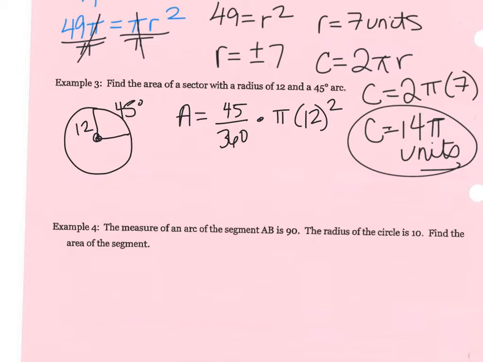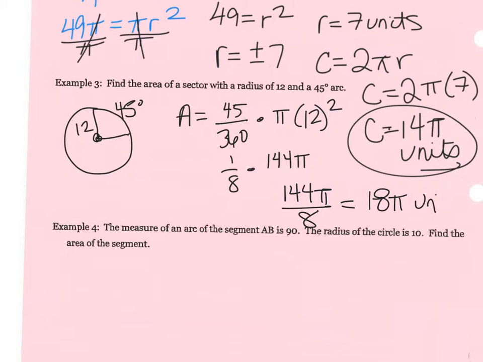So pi times your radius squared. 45 over 360 simplifies to 1/8. 12 squared is 144, and we're going to multiply that by pi. So you end up with 144 pi over 8. 144 divided by 8 actually gives you 18. Then you have 18 pi, and we're finding the area, so it's units squared.